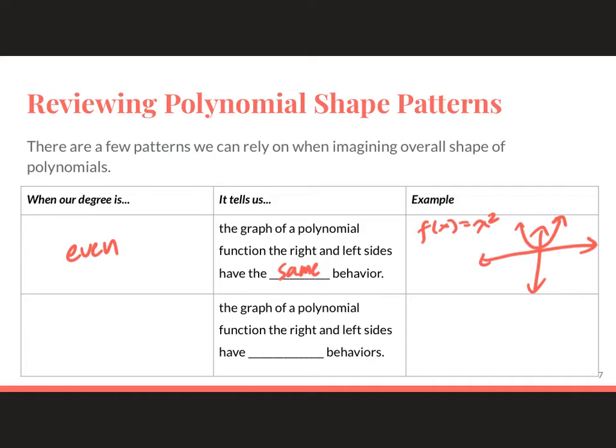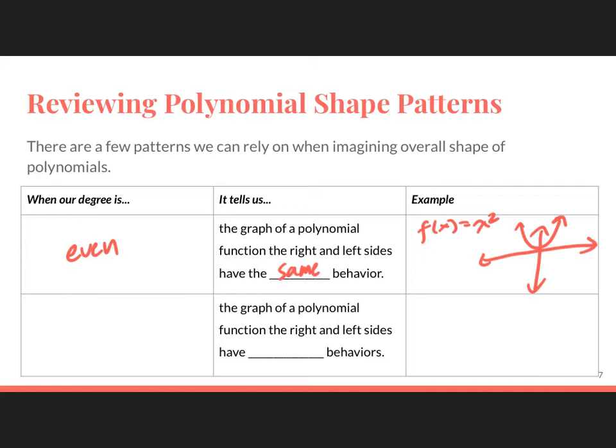F of x equals x squared is a special case in the sense that it's directly symmetrical across its axis of symmetry. You're not always going to have an axis of symmetry, but we can just look at the end behaviors and see whether they are both going in the same direction. If they are, then we know that our degree is even.